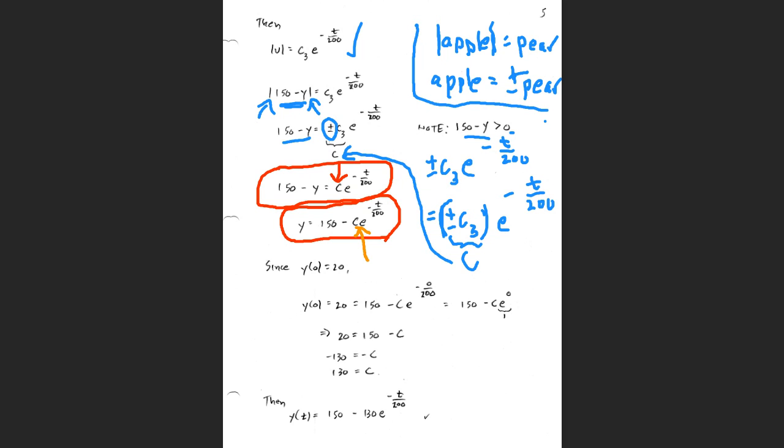The formula is no good to us unless we can figure out what that constant C is. We basically have a family of solutions, because that constant C could be anything. However, if we specify this initial condition, y of 0 equals 20, where are we getting that from, by the way? This initial condition.